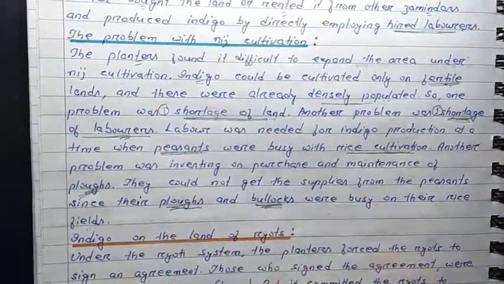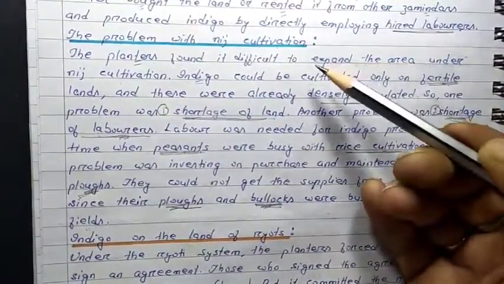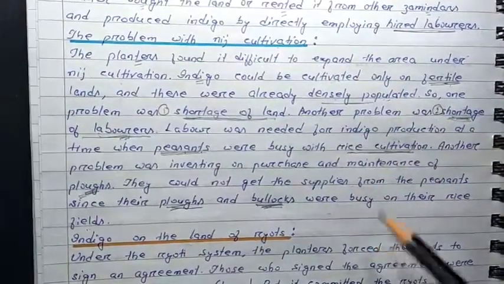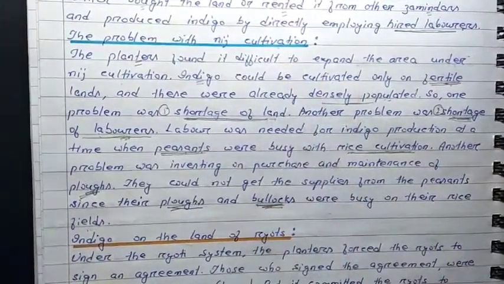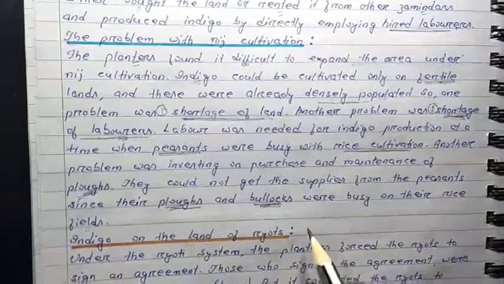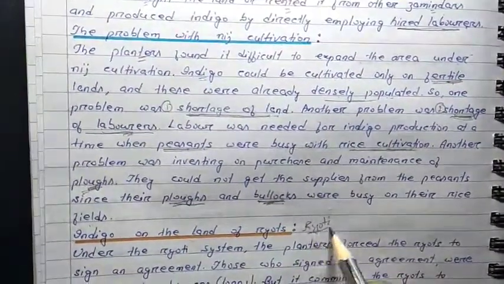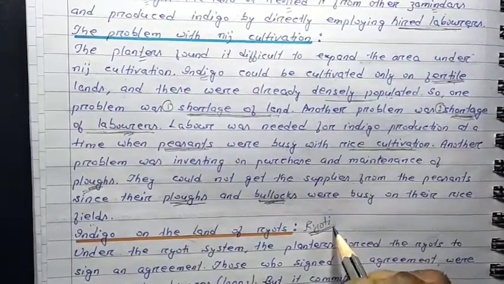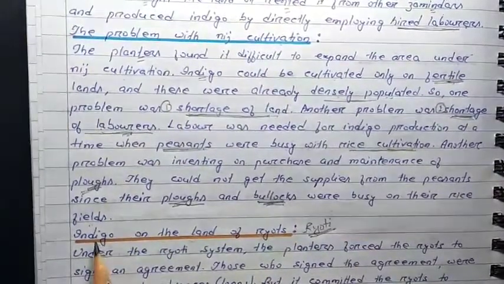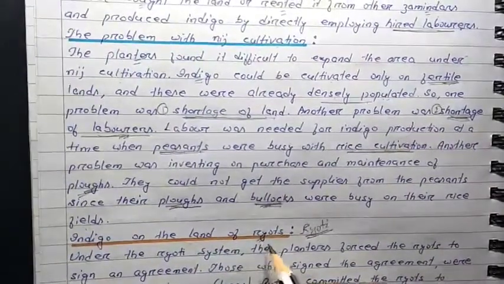bullocks. When the planters saw or faced different problems under the niche cultivation, then they tried for another system, and that system was known as the Rioting system. The second system of cultivating indigo was known as the Rioting system. You can see it is given indigo on the land of the riots. You can say here riots means the peasants.